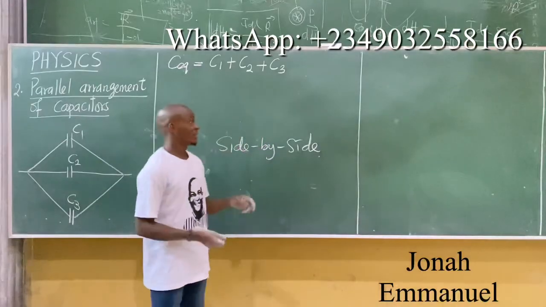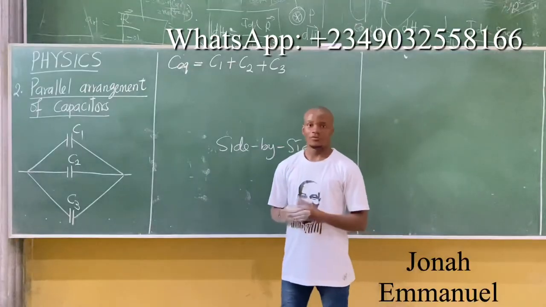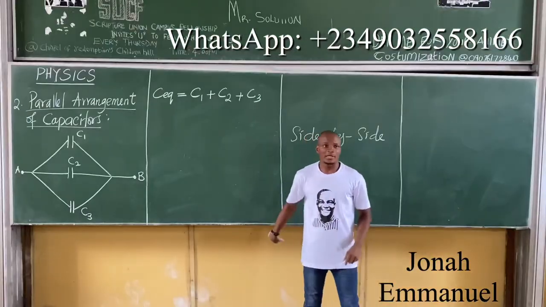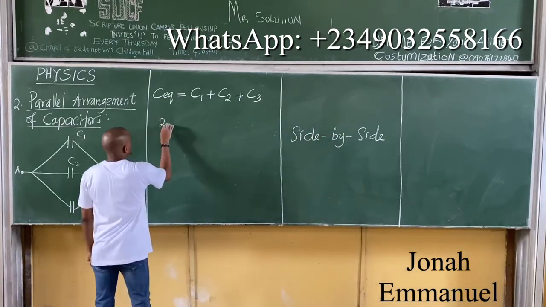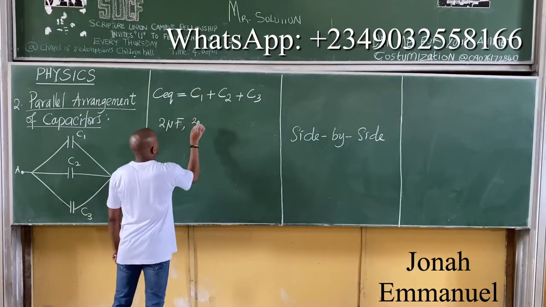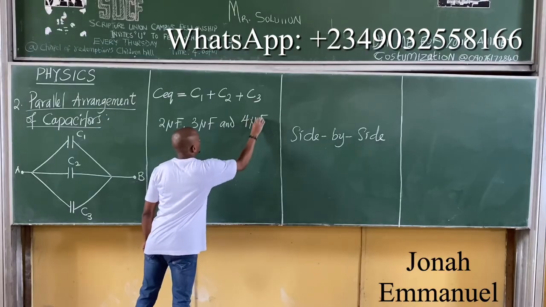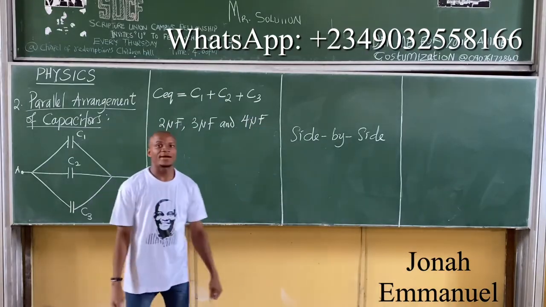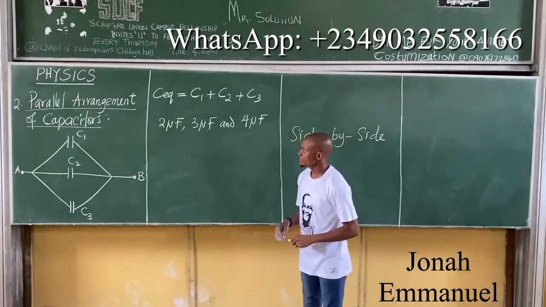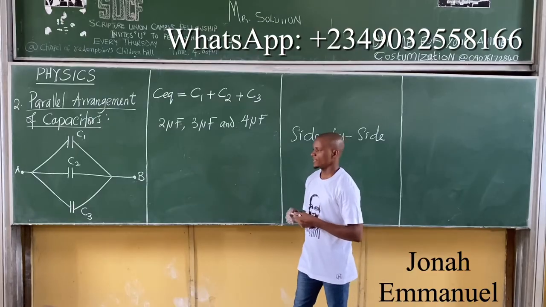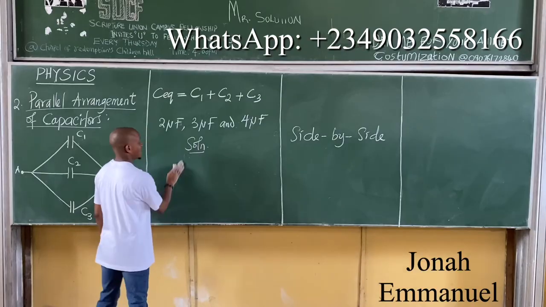We'll take a sample problem and see how we solve problems involving parallel arrangement of capacitors. Example: three capacitors of capacitances 2 microfarad, 3 microfarad, and 4 microfarad are arranged in parallel. Find their equivalent capacitance. The answer is very simple.